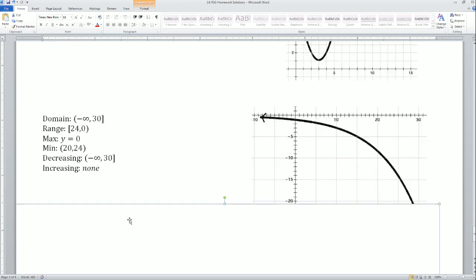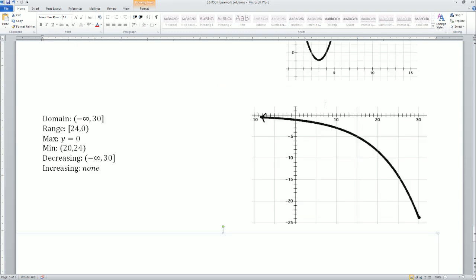This one, the domain would be negative infinity because it goes all the way to the left, and it stops here at 30. So negative infinity all the way to 30 would be your domain. Your x value, your input, your domain. Your range is your smallest y. Your smallest y looks like it's 24. It's closed, so it includes 24.